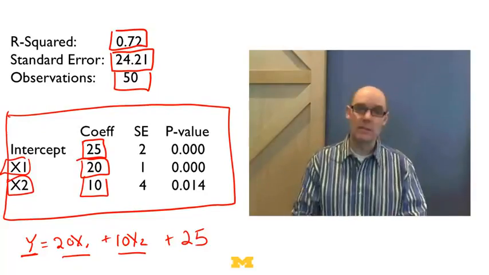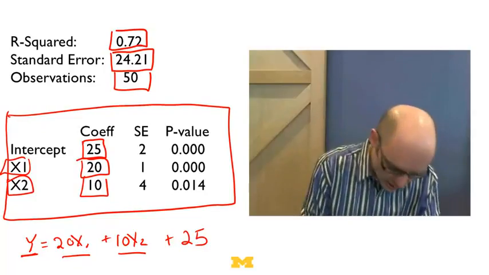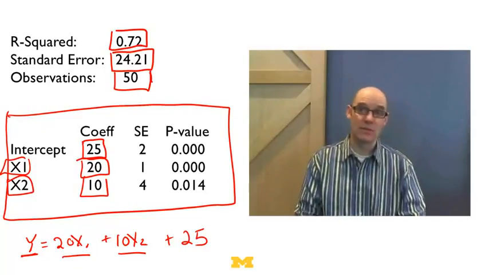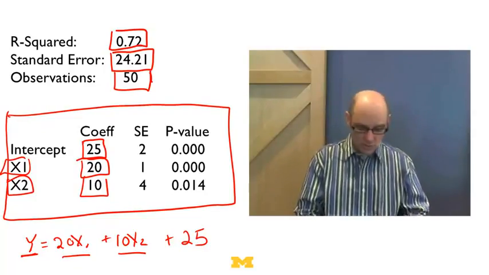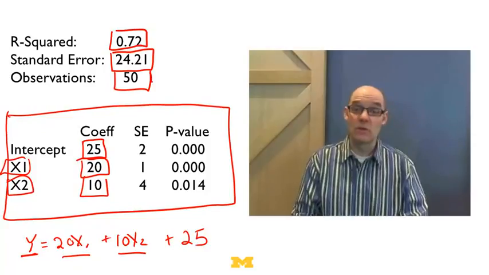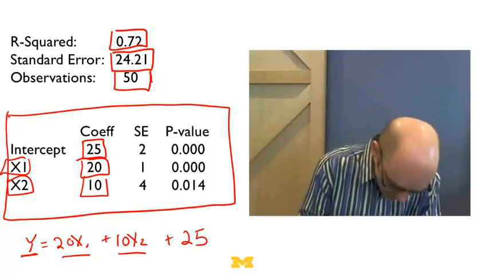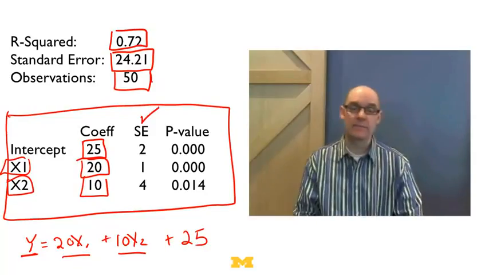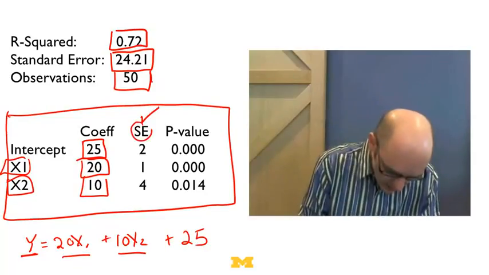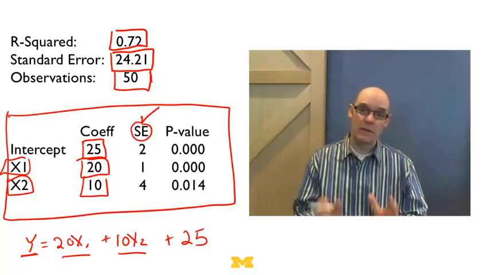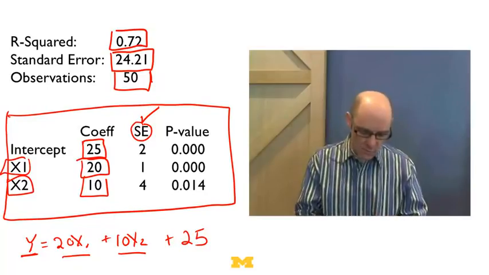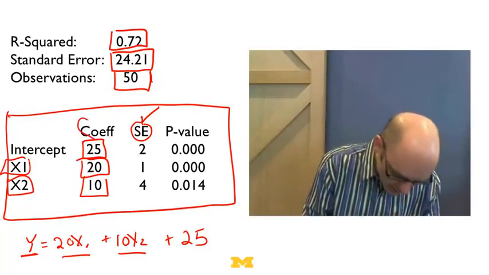So let's look a little bit deeper. Some things to look at. First, we should note we've only got 50 observations. 50 observations isn't very many, so it could be that these coefficients aren't right. Well, how do we know that? This is where we want to look at this column right here with SE. SE stands for standard error, and it's what's the error in our coefficients.